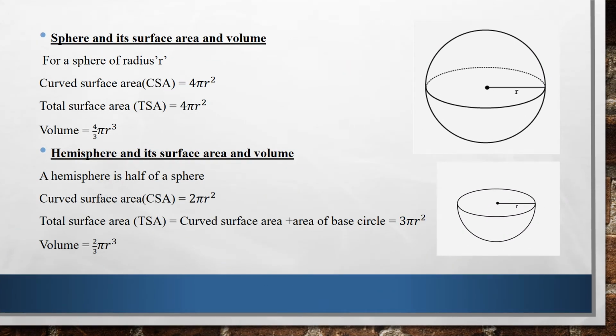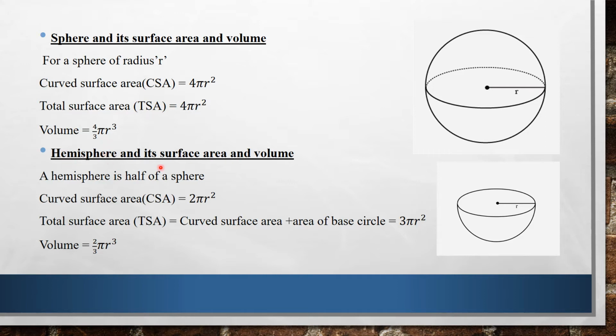Sphere and its surface area and volume. For a sphere of radius r, the curved surface area and the total surface area remain the same, and that is equal to 4 pi r square. Volume of a sphere is equal to 4 by 3 pi r cube.